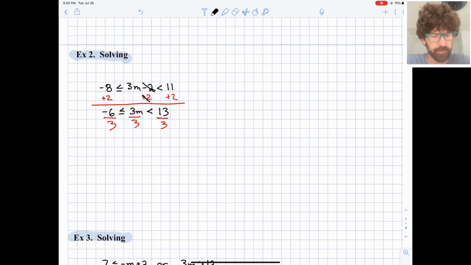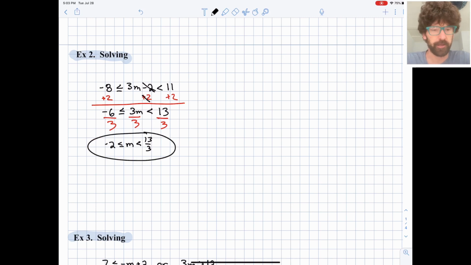Negative 6 divided by 3 is negative 2, is less than or equal to m, is less than, I'm going to keep it as an improper fraction, 13/3. Okay, or just over 4. And that would be my final answer right there, solving that inequality.